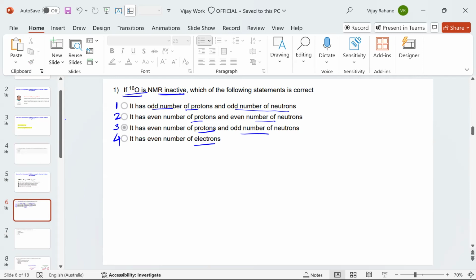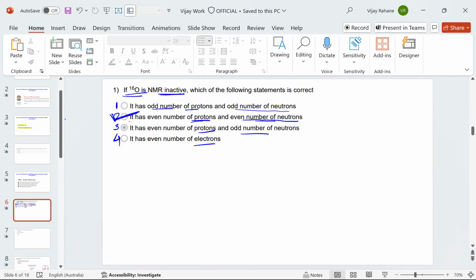Sir, second option according to me. Right. The second option is it has even number of protons and even number of neutrons. This is the correct option. Do you know the reason? Yes, sir. If we have both even, then it is NMR inactive. It's a paired form. All the protons as well as neutrons are paired, so it is NMR inactive. Whatever has unpaired protons or neutrons, or we can say odd number, that will be NMR active.